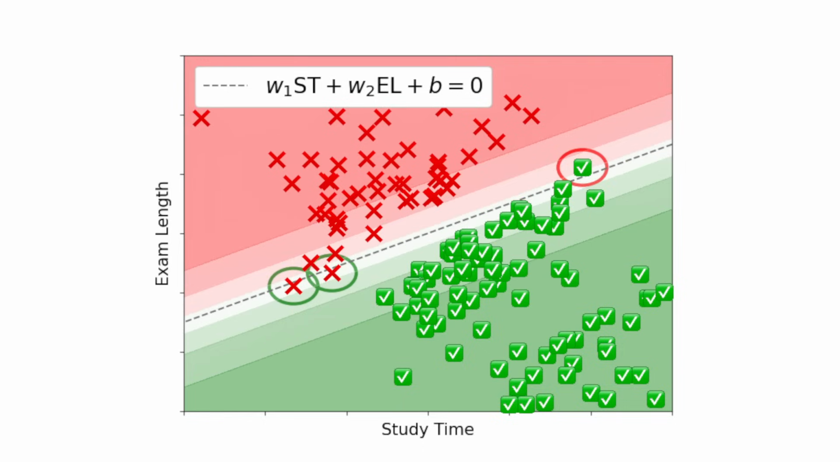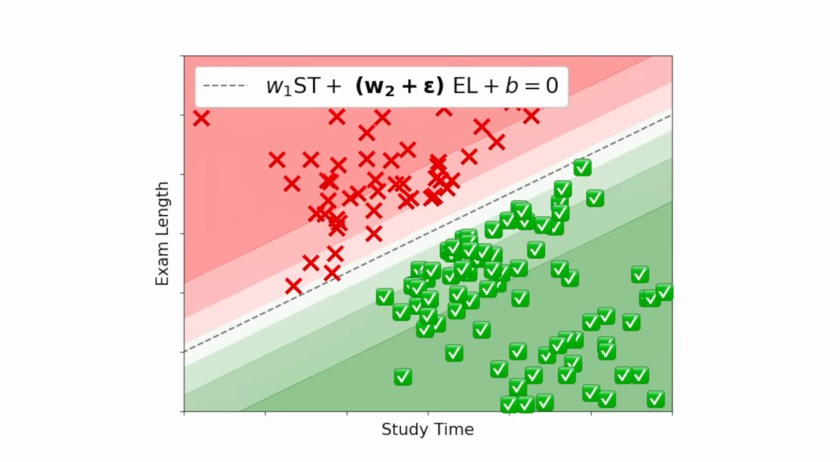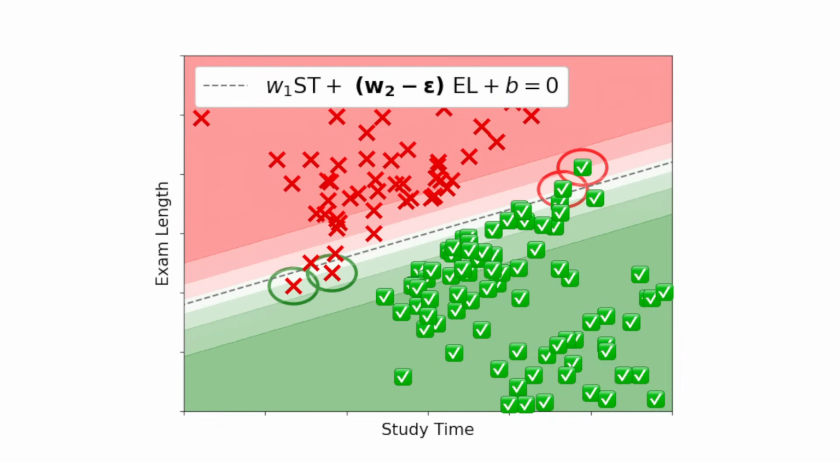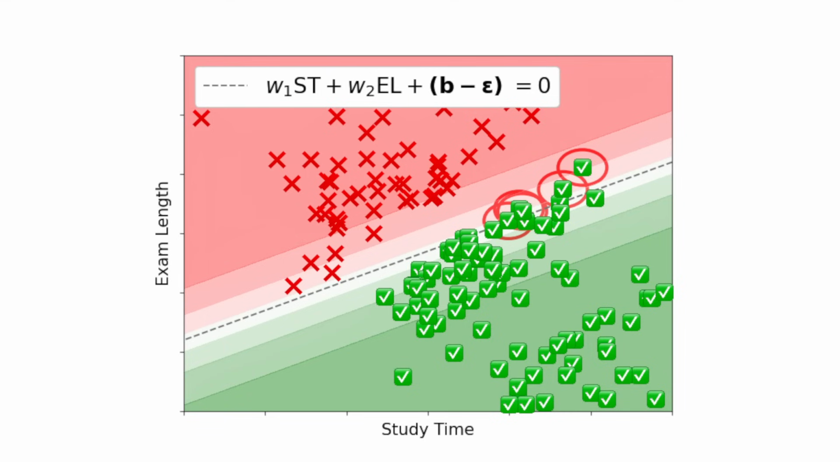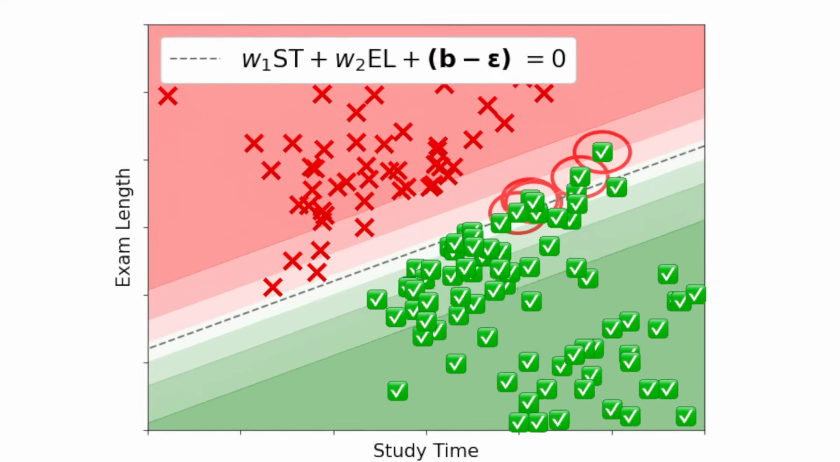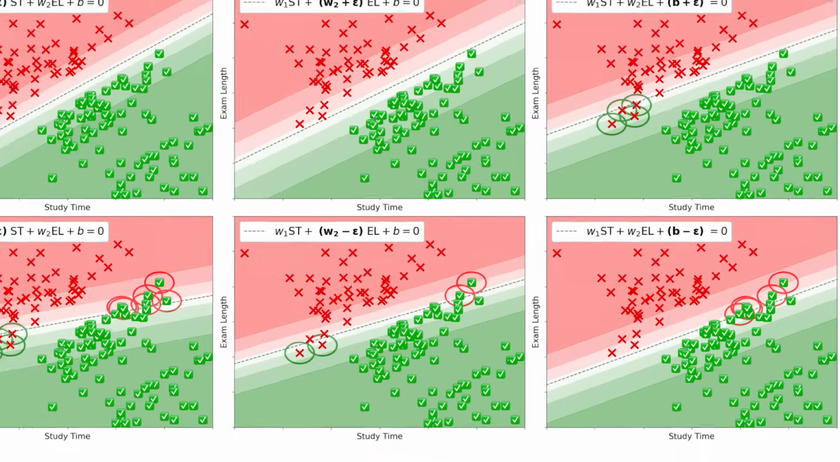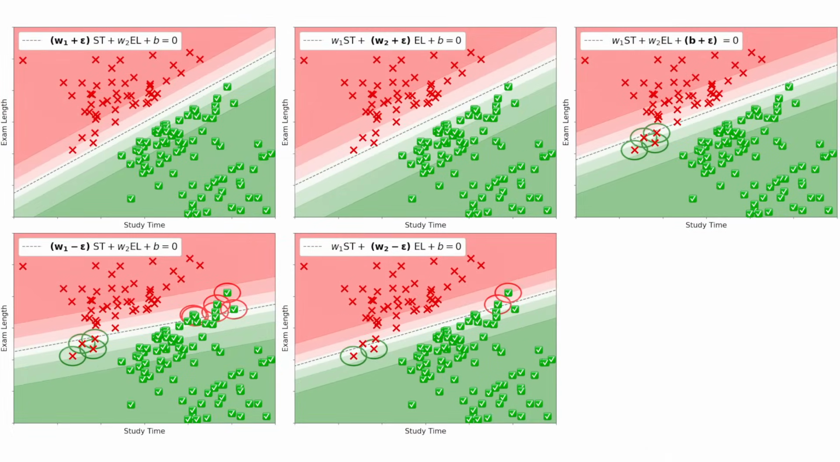We can do the same to W2, and to B. The best next position is then the combination of the best adjustments to each of the respective parameters.